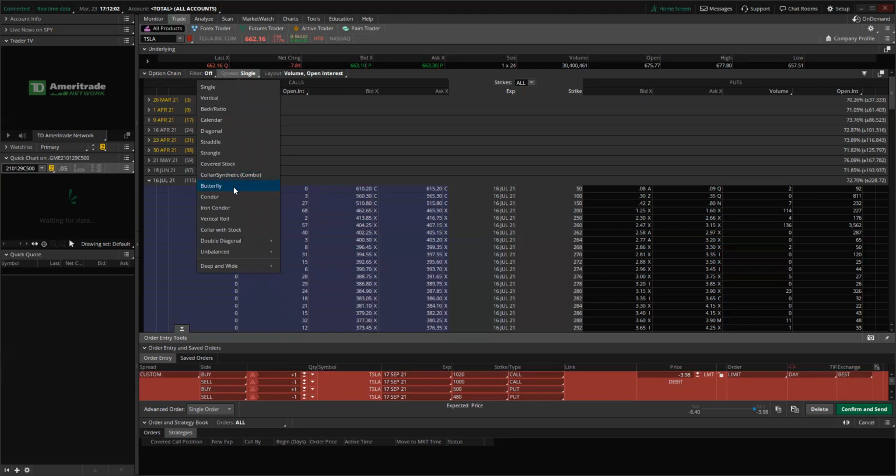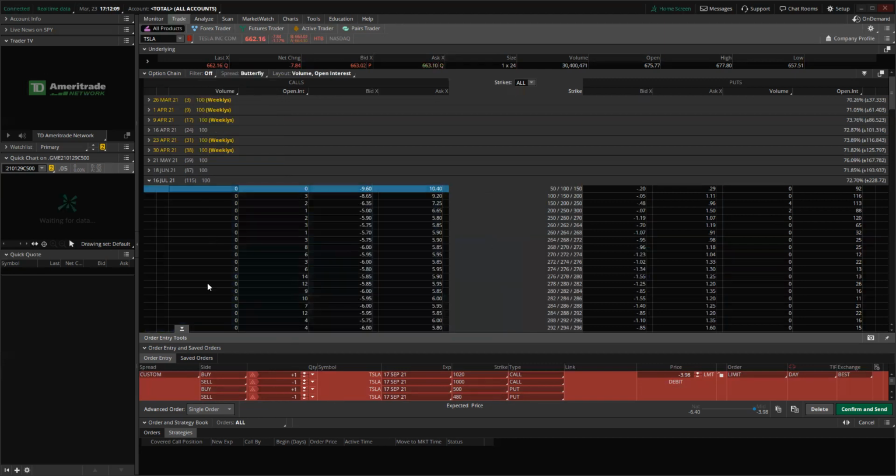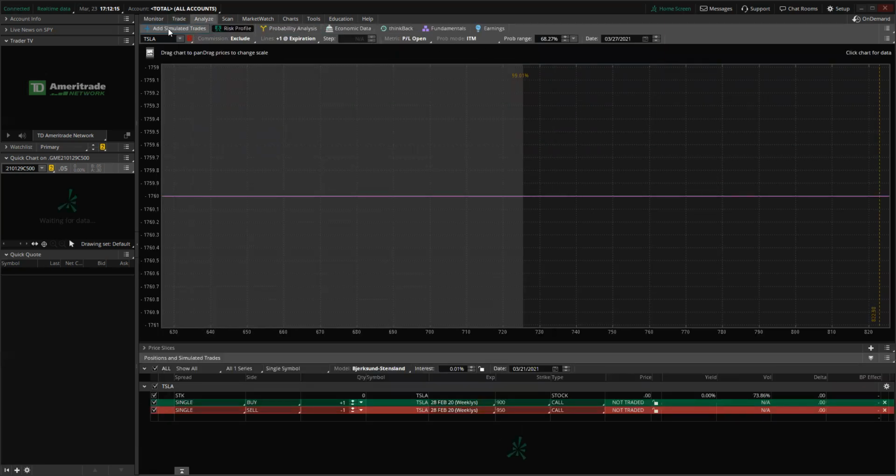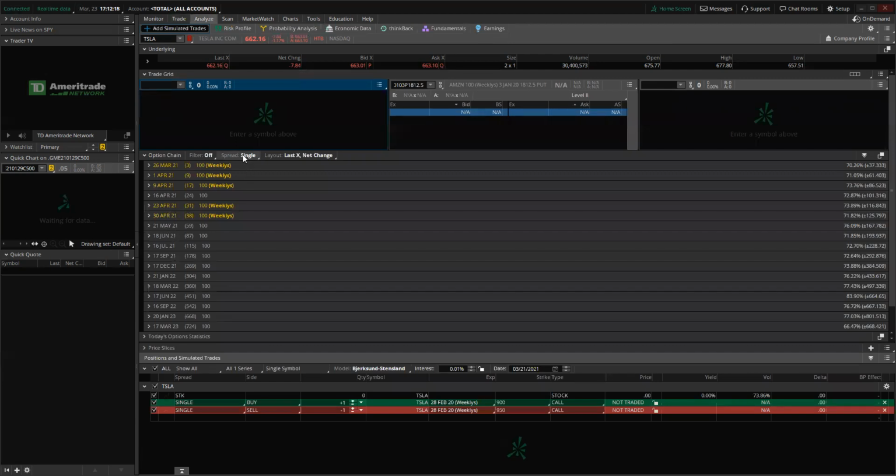The butterfly, I love the butterfly. Oh, and real quick for the iron condor, let me run over to this. One second. I just want to show the risk profile on this one real quick.